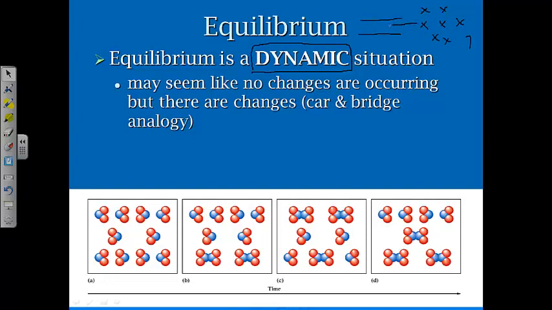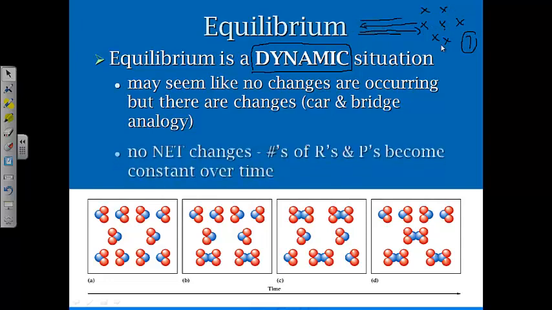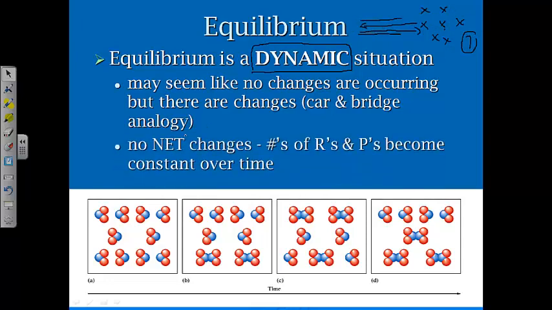If one of them leaves, but at the same time another car comes back onto the island, I still have 7. So even though they're still moving, and you can run a chemical reaction in the other direction, from the outside it still appears to be non-changing. So again, you get no net changes, because eventually the number of reactants and products becomes constant over time. Even though you may have some reactants and products going back and forth, the net change isn't any different.